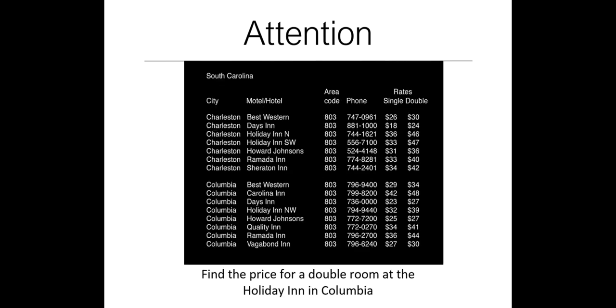So here is the same information, and now, how easy is this to find the price for a double room at the Holiday Inn in Columbia? Okay, we've got city, okay, Columbia, fair enough. And then Holiday Inn, okay, Columbia, Holiday Inn, cool, that's probably it right there. And then rate single, and there we go, it's right there.